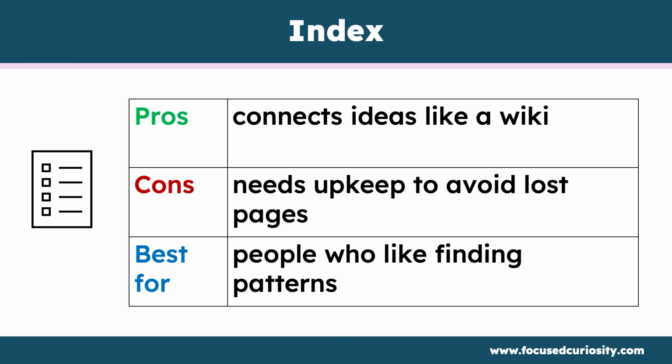The second method is an index, and for this method, you usually have one page that will have topics listed, and then underneath each topic, you're going to actually link to another page that contains the notes, and so that's how you would be organizing things. The pros are that it connects ideas like a wiki, and the cons are that it needs some upkeep to avoid lost pages, because if you don't link them on that index page, you end up with a lot of orphaned pages. It's best for people who like finding patterns.